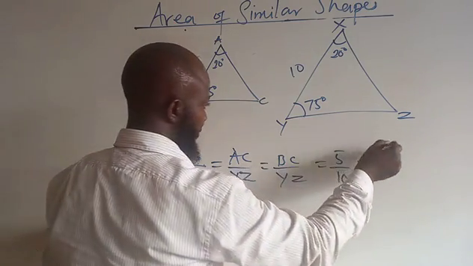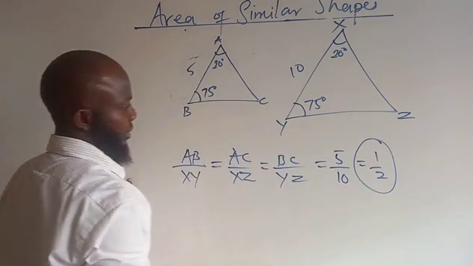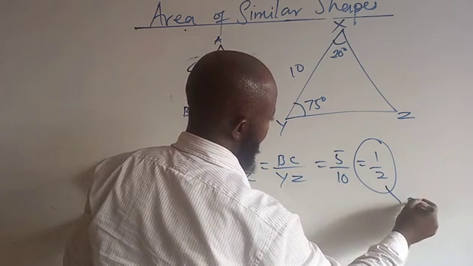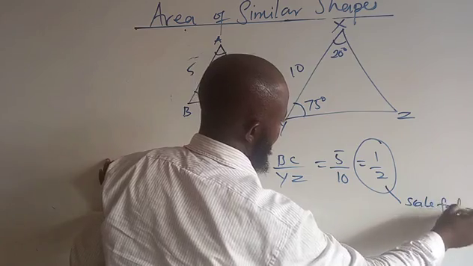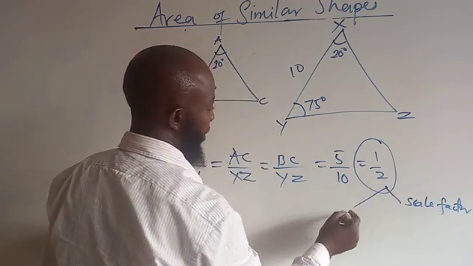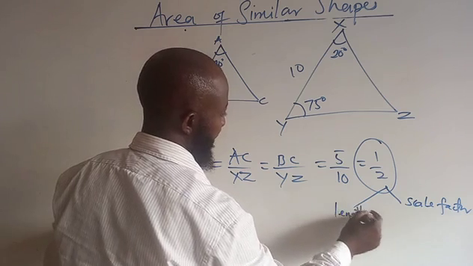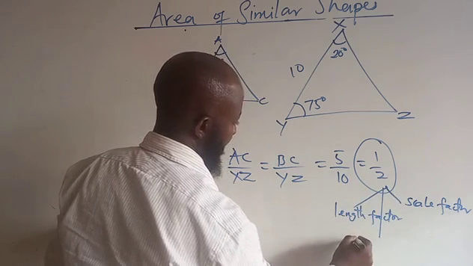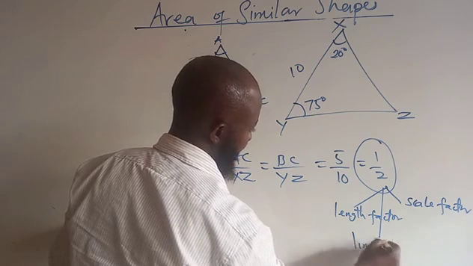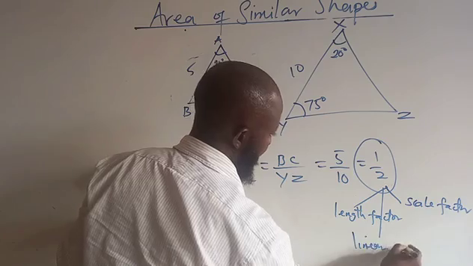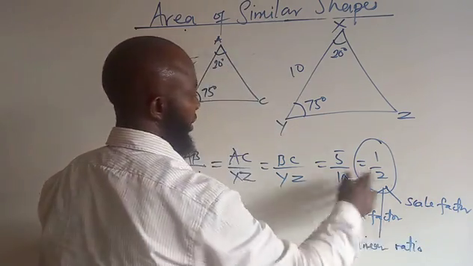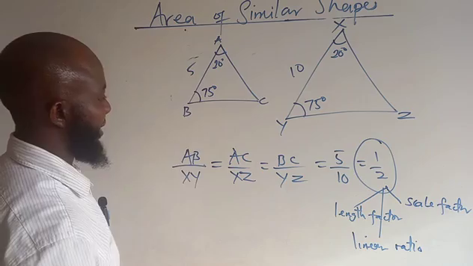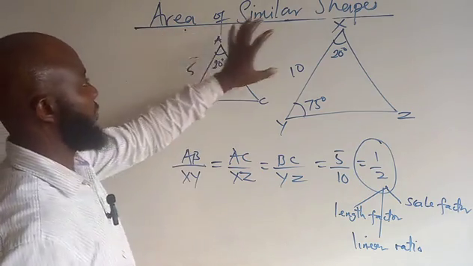But this ratio that we have determined here is also known as the scale factor. Scale factor. Right? And we also call it the length factor. Length factor. And in some textbooks, you call it linear factor, linear ratio, right? So any of these means the same thing. So in that case, we need to look at how we now find area of similar shapes.